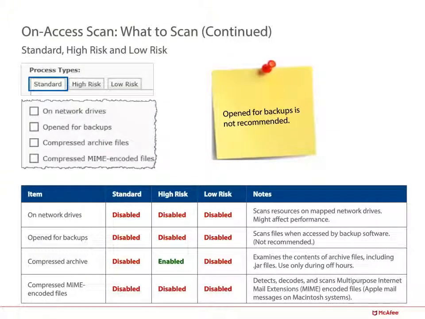A continuation of the features to select for what to scan: we have on network drives, which scans resources on your mapped network drives. It might affect your performance, especially since you will be crossing the network to scan these drives. You have the option to scan when opened for backups, which means when the backup software is running, we will be scanning the files. This is not recommended. The compressed archive option, if you'll notice, is only enabled for high risk. This will examine all the contents of any archived files, including any .jar files, and we only recommend that you use this during off hours.